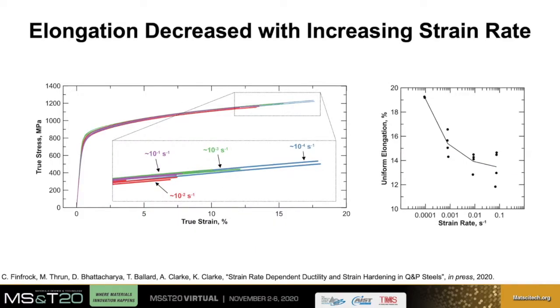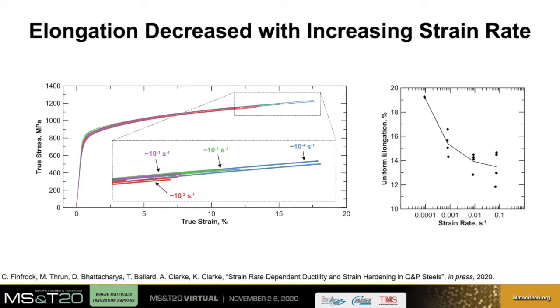After determining that the TRIP effect was active during interrupted tests at a quasi-static rate, we were interested in measuring the tensile mechanical properties of QP980 over a range of strain rates from quasi-static to intermediate. Here, I'm showing true stress versus true strain curves of QP980 deformed continuously at various rates.